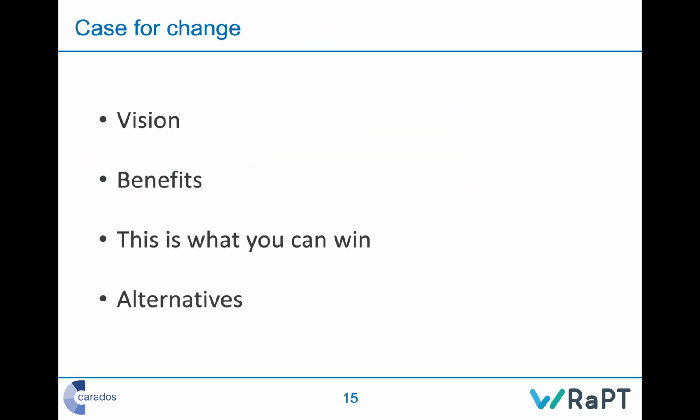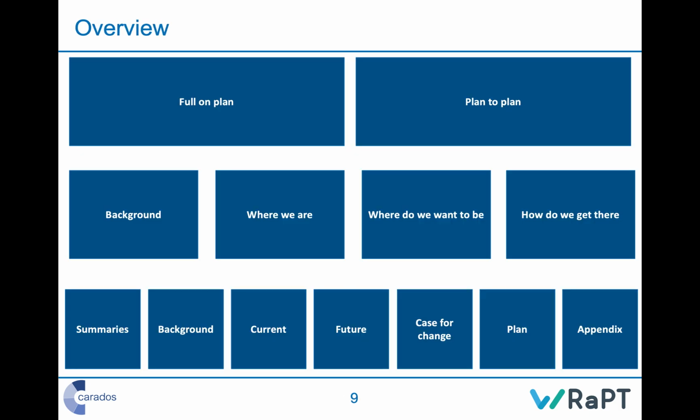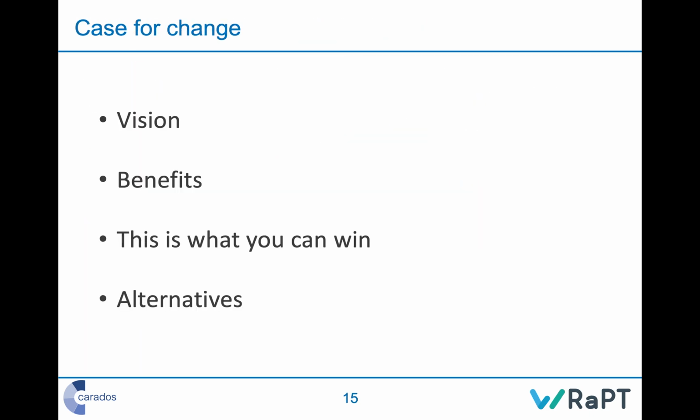Okay, what about the case for change? So we mentioned the case for change there. It comes in after the future. A few things that we want in here. You want to create something compelling that really helps people to understand why we are doing this. So what you really want is a vision, some sort of document that says, look, we are doing this because this is what we're aiming to see: world-class healthcare services.